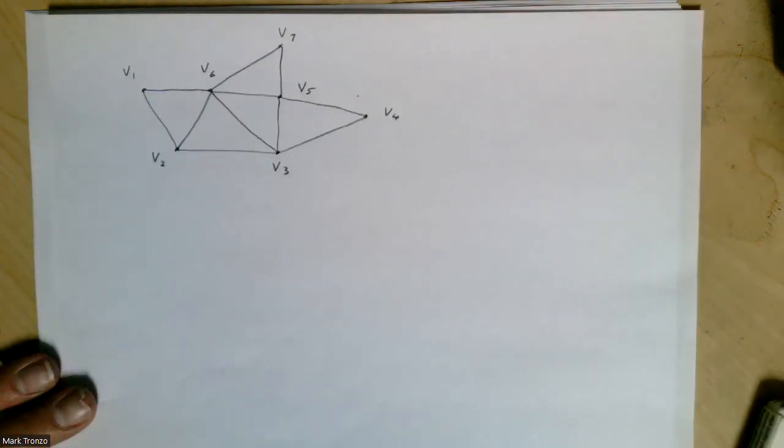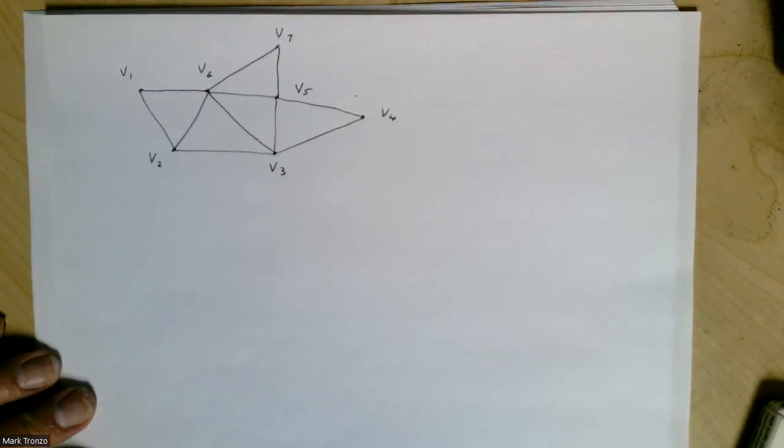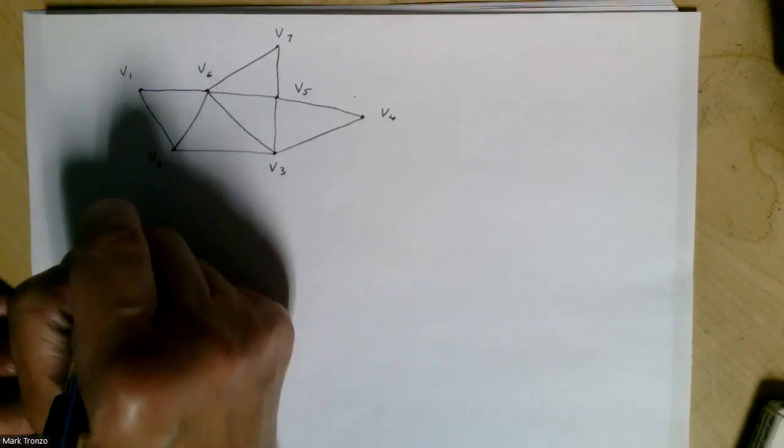Now let's consider this graph. Does this have a Hamiltonian circuit?